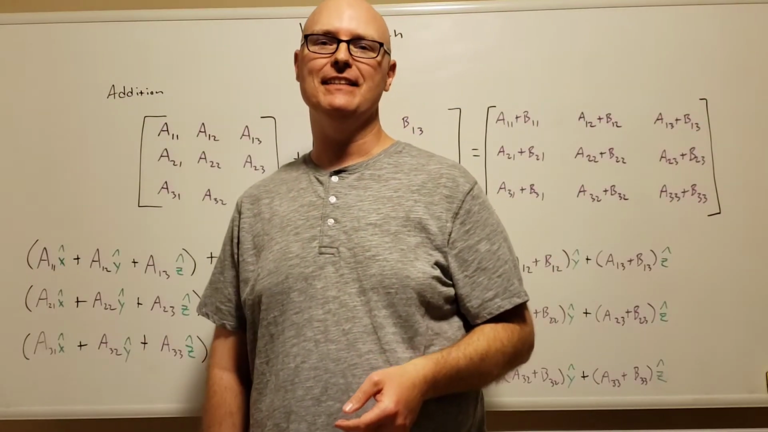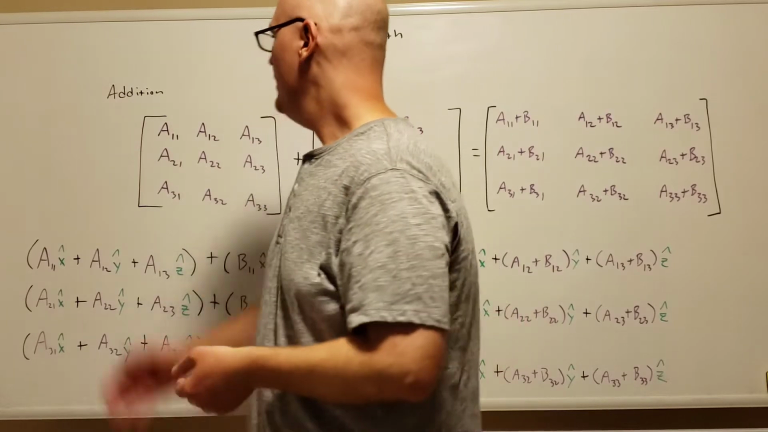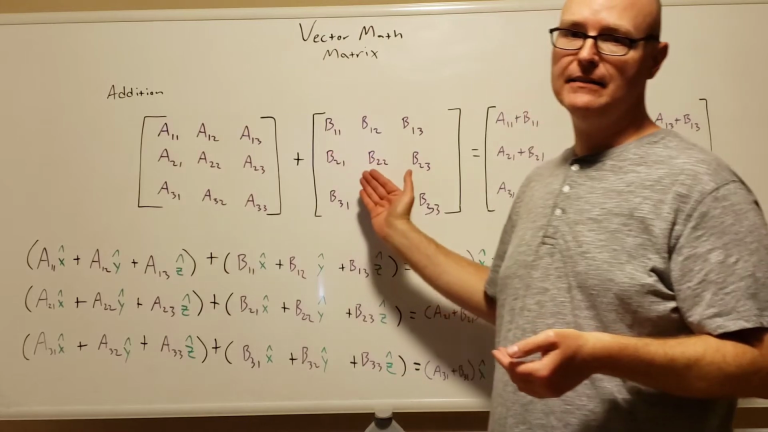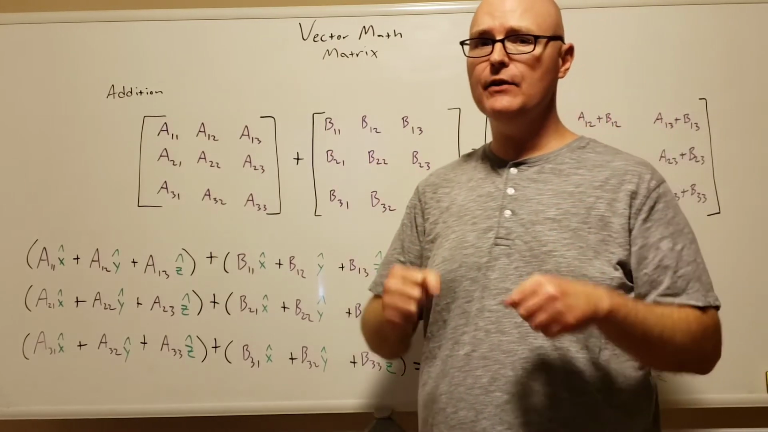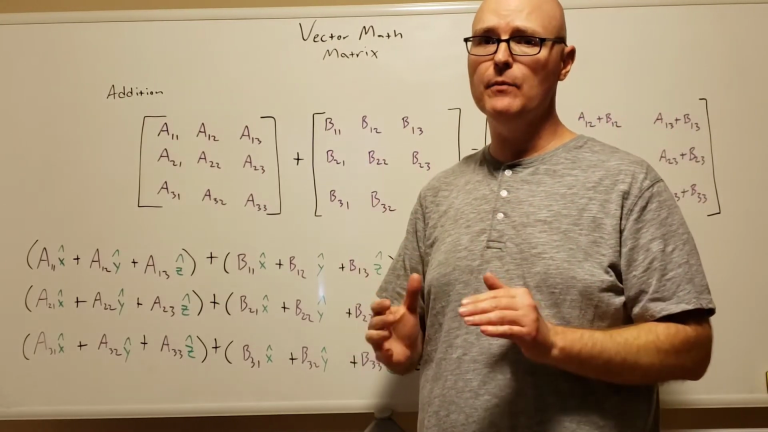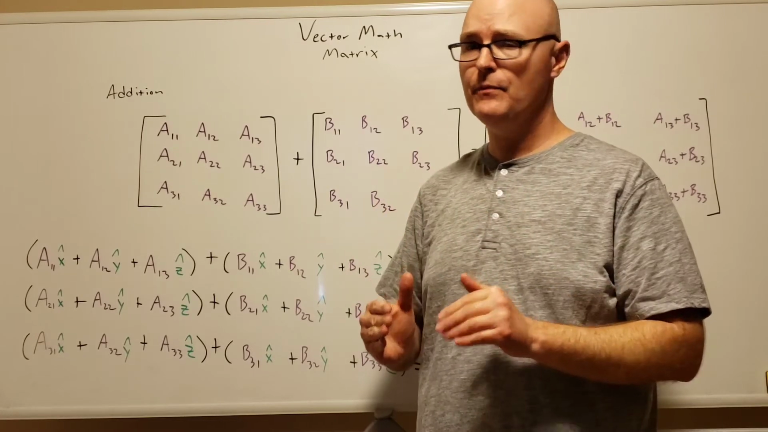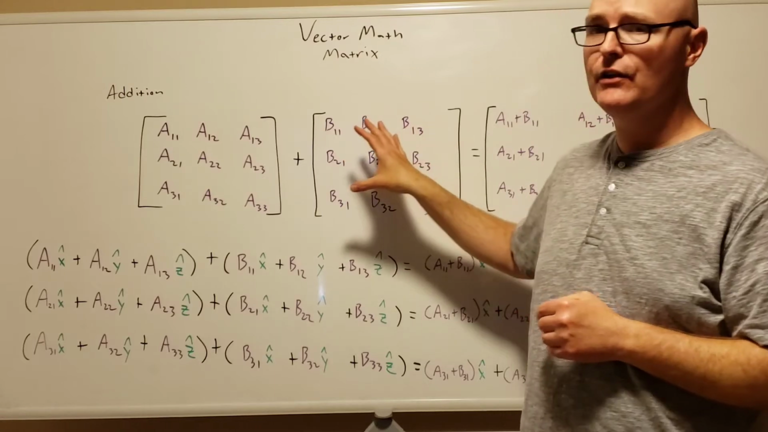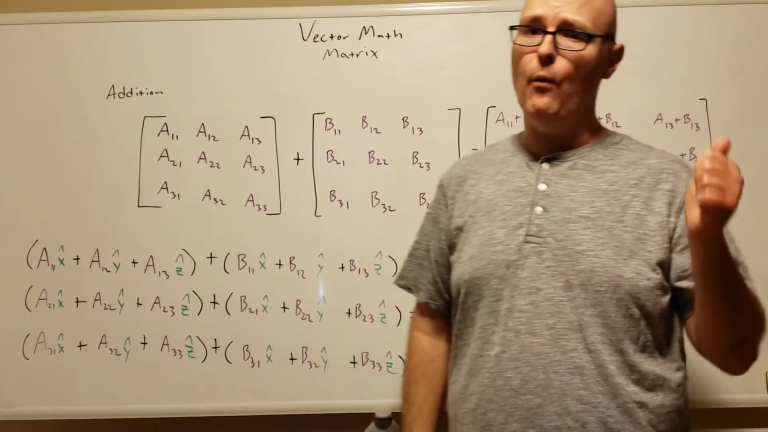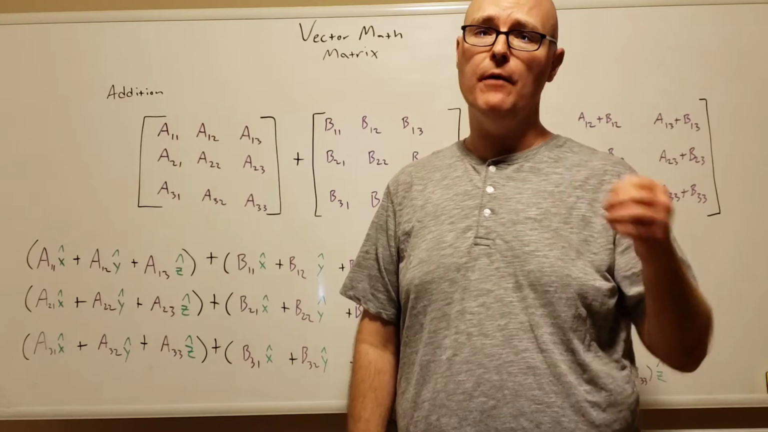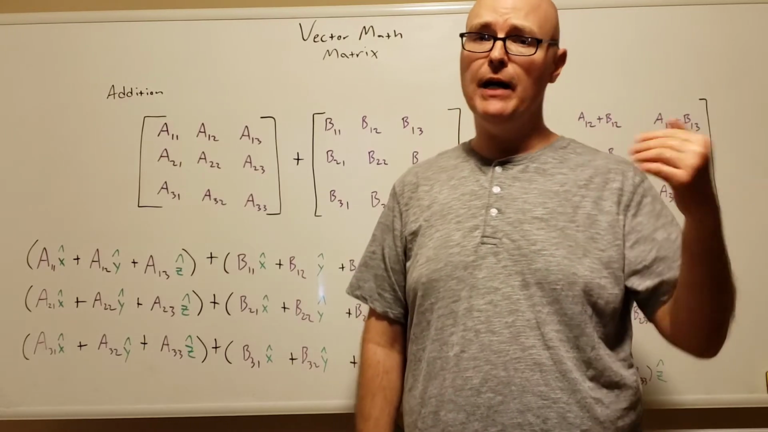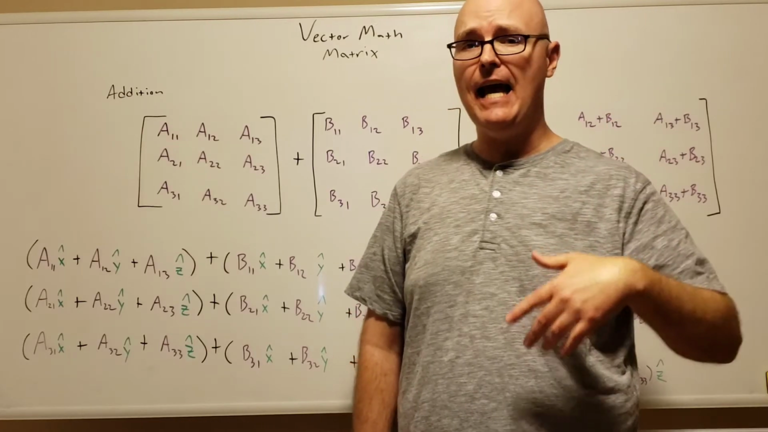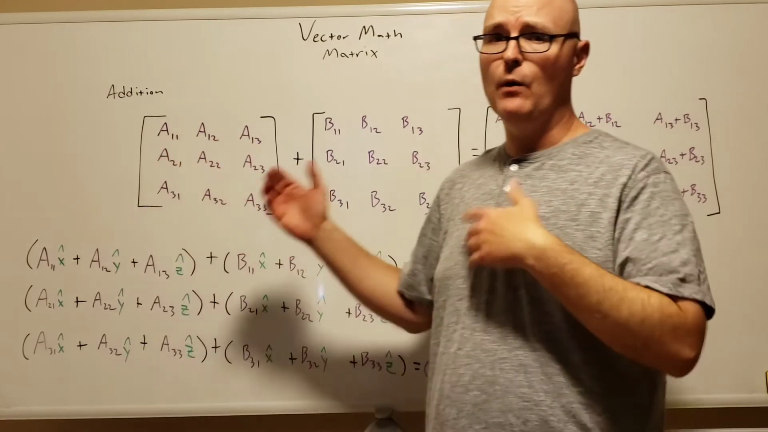So now let's see an application of matrices. I have here two 3 by 3 matrices that I am adding together. I can only add together matrices that have the same number of rows and columns. So if this is a 3 by 3 matrix, I can add another 3 by 3 matrix. If I had a 1 by 2 matrix, I could add another 1 by 2 matrix. If I had a 2 by 2 matrix, I could add a 2 by 2 matrix. What I can't do is add a 3 by 3 matrix to a 1 by 3 matrix.